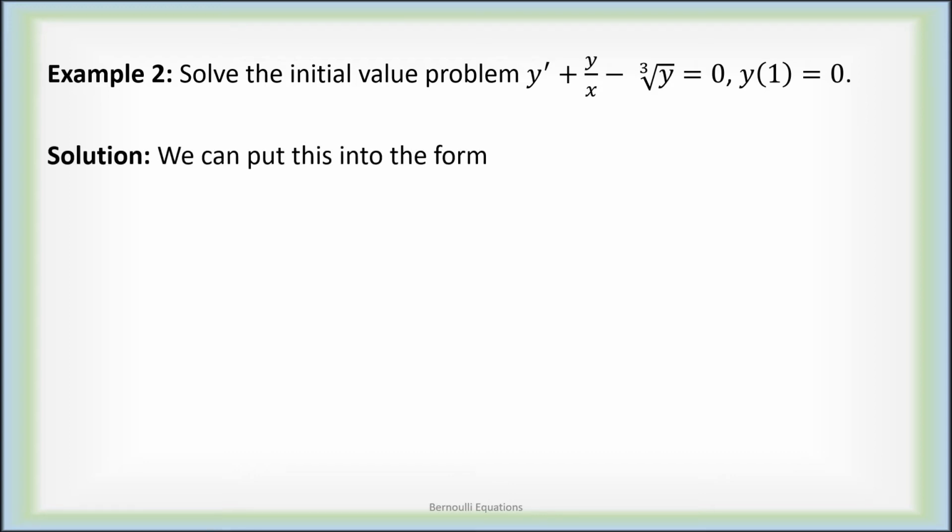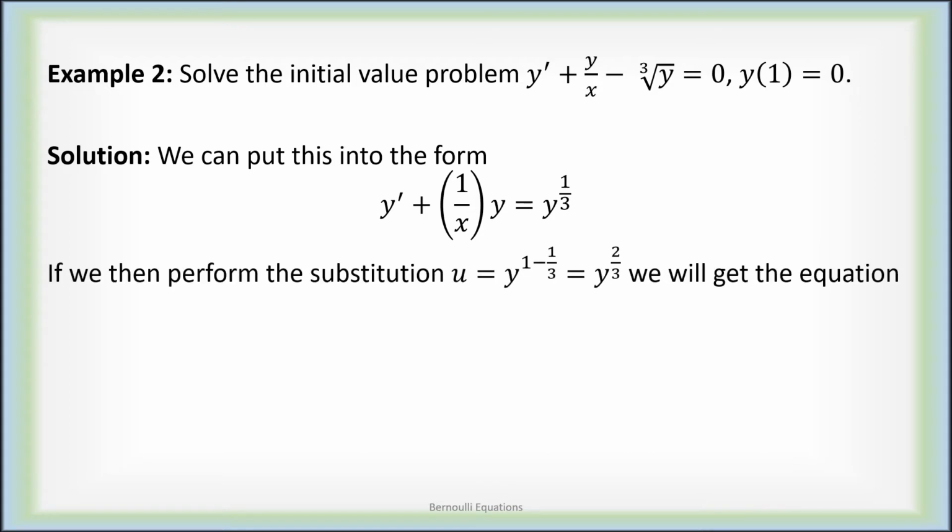Well, we need to make it look like a Bernoulli equation. So explicitly, we say y prime plus 1 over x times y equals the cube root of y, and I'm expressing that cube root as a power of 1/3 just for clarity. So we're going to do the substitution. u is y to the 1 minus alpha. Now 1 minus 1/3 is 2/3, so u is y to the 2/3.